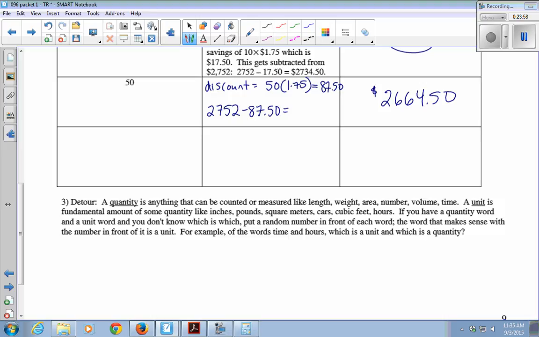Okay? So for example, we've got two words here, time and hours. Which one is the quantity word and which one is the unit word? Yeah, time is a quantity and hours is a unit. Because if you put a number in front of time, 9 time, that doesn't make sense, right? But 9 hours makes sense, so hours is the unit.